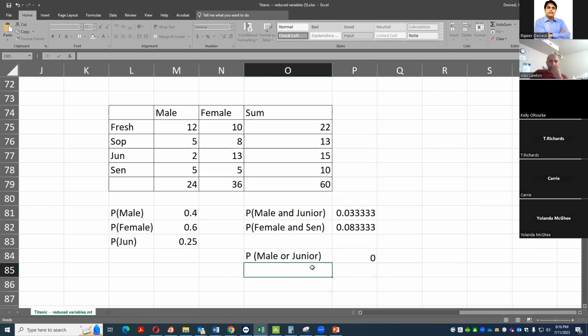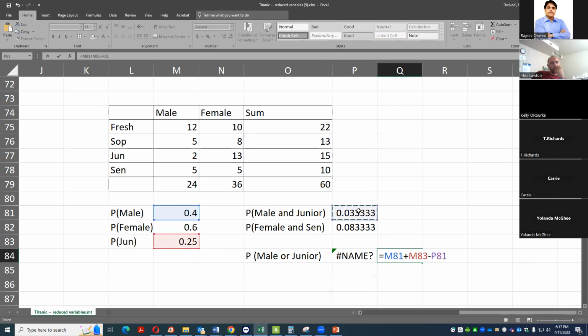Now this is actually the formula. You can see here. Now I'm going to use the numbers. Let me first find the probability of male. This is the probability of male. Plus, what is the probability of junior? This is the probability of juniors. Minus the probability of male and junior, this. So I get the answer. This is male or junior. Is it making sense?